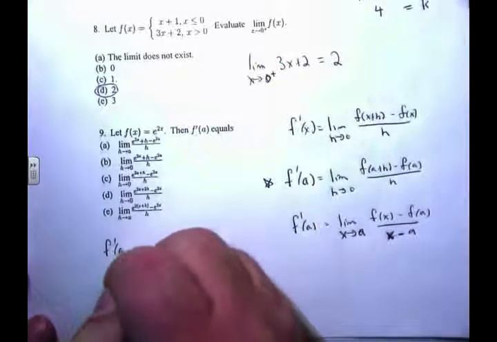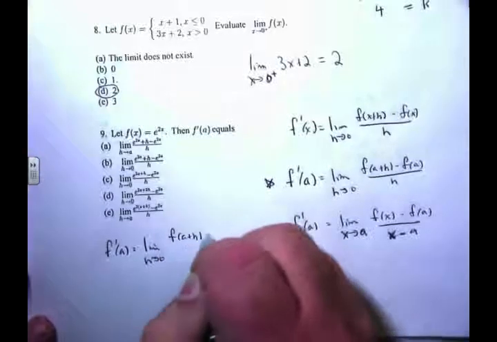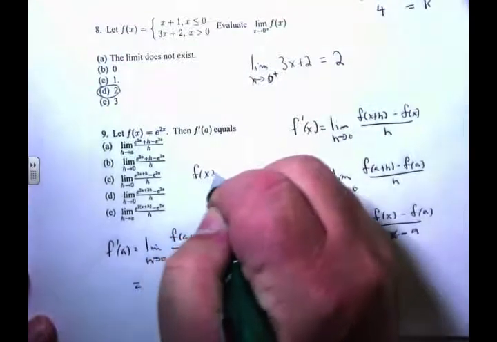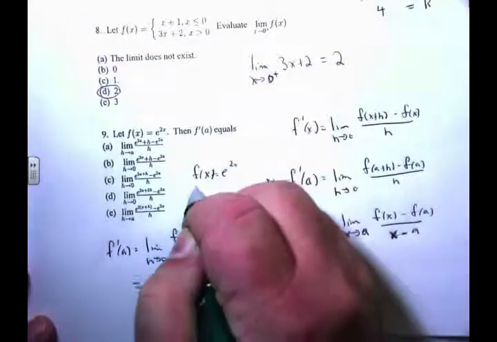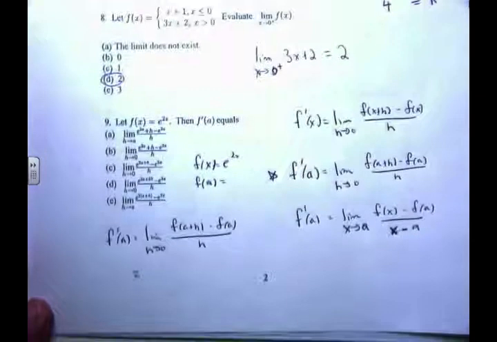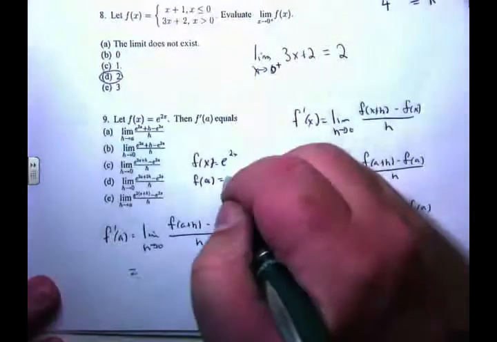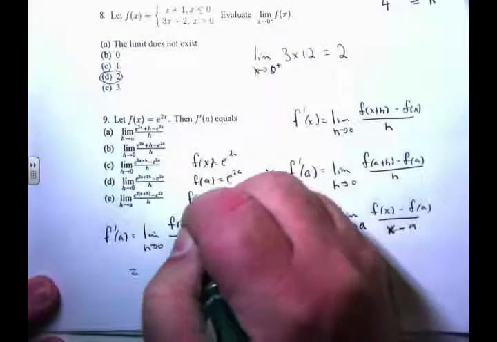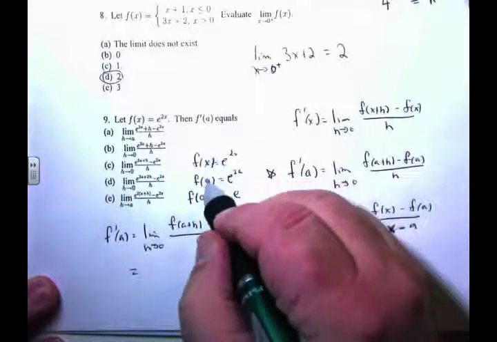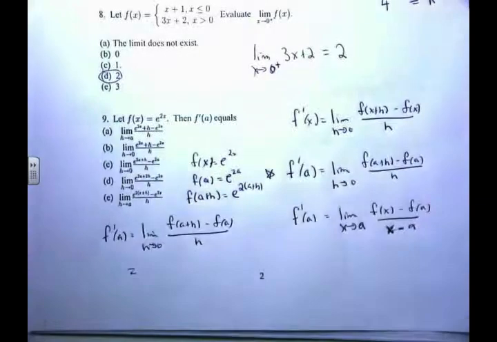So f prime of a is equal to the limit as h approaches 0 of f of a plus h minus f of a all over h. Now, f of x was given to be e to the 2x. So what would f of a be equal to then? If f of x is equal to e to the 2x, what's f of a? e to the 2a. And therefore, what would f of a plus h be equal to? e to the, whatever's inside the parentheses you replace x with. That would be e to the 2 times (a plus h).